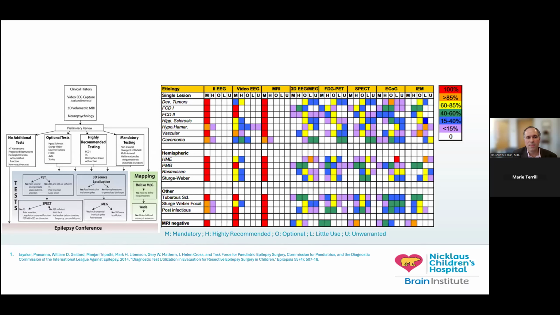And so if you take a look at the middle column of 5, where we're looking at how centers responded to whether a test was mandatory, highly recommended, optional, of low utility, or unwarranted, all the way at the bottom there, 15 to 40% of centers were saying that 3D ESI or MEG imaging would be mandatory essentially for the MRI negative cases, and 60 to 85% of those centers were saying that it was at the very least highly recommended.